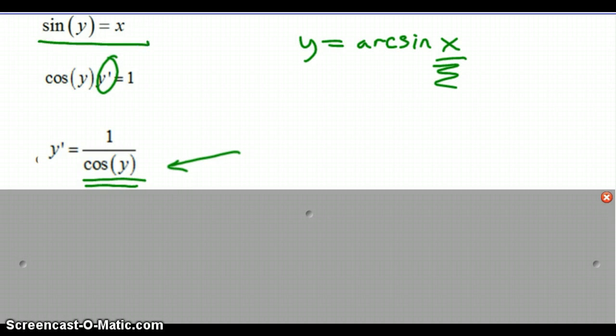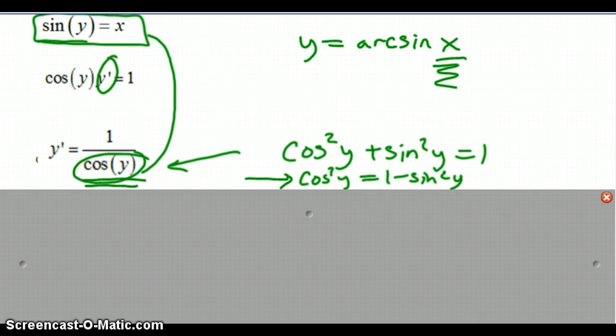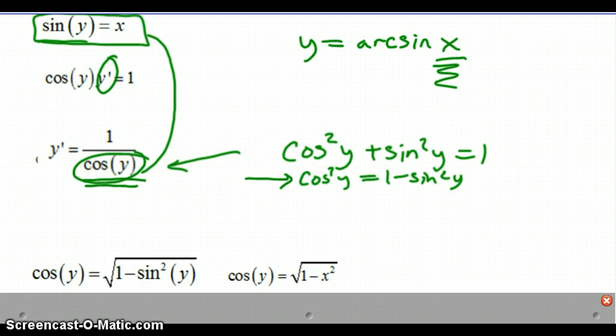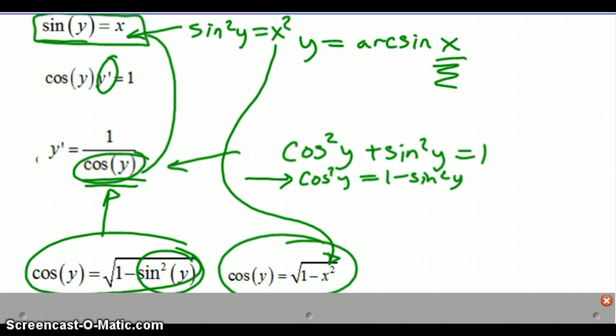So I do have a relationship between sine of y and x, but not cosine y and x. If I can make a relationship between cosine and sine, then I can make a relationship between cosine and x. So think of your trig identities. Cosine squared plus sine squared is 1. So if I solve that for cosine squared, I get 1 minus sine squared. Well, I don't have cosine squared, but I do have cosine, so I can take the square root of both sides. Now I have a way to substitute in for cosine of y, but it still has that y in it, sine of y. But that's okay, because I know that sine of y equals x, so sine squared of y must equal x squared, and that's how I made this substitution.